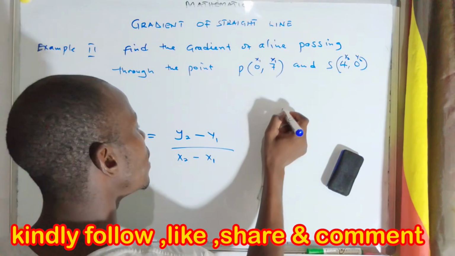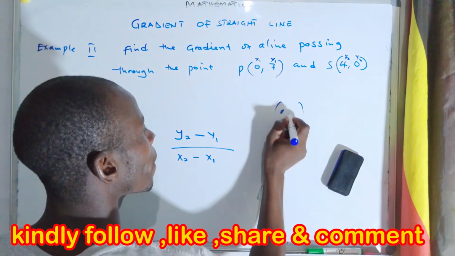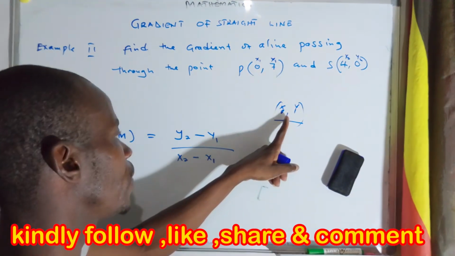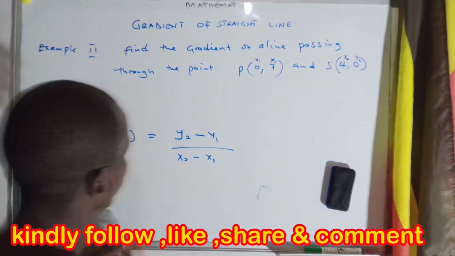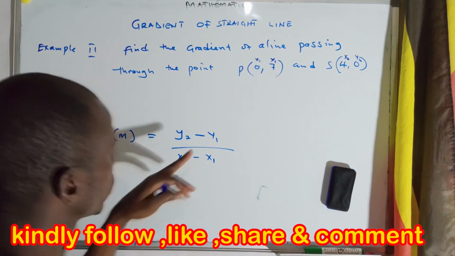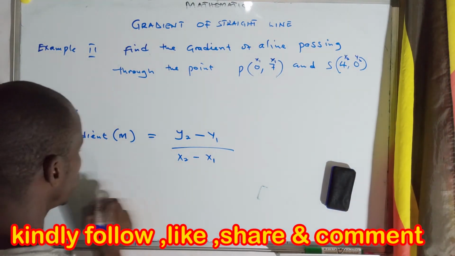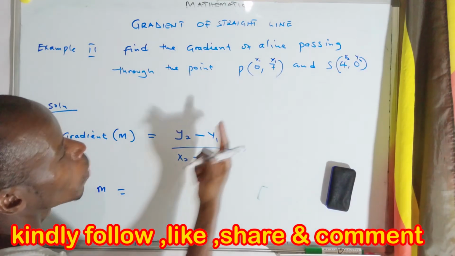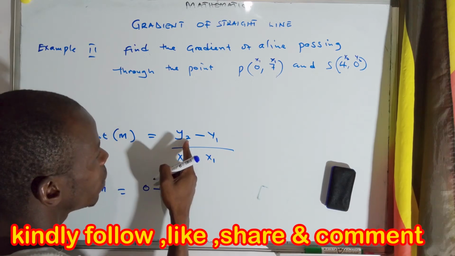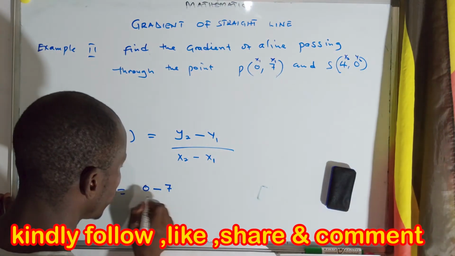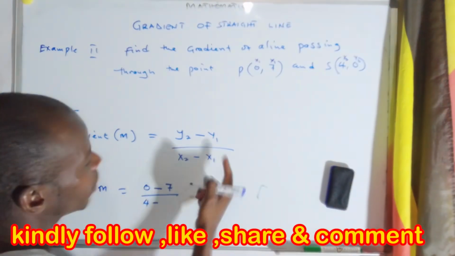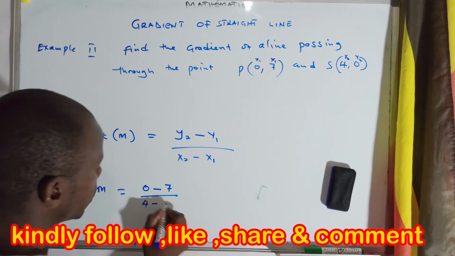If you see the points in the bracket, this is x, this is y. So you have to note the points x and y. So we're going to substitute here where y2 and x2, y1, x1, like that. We move, m is equal to y2, which is 0, minus y1, which is 7, out of x2, which is 4, minus x1, which is 0.